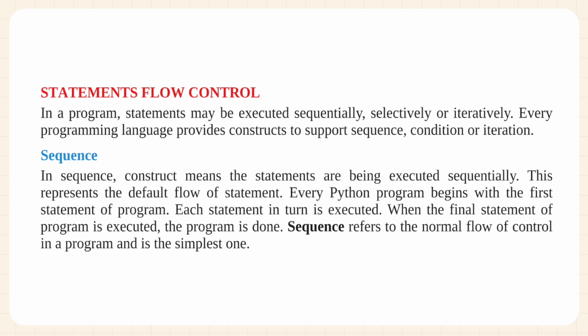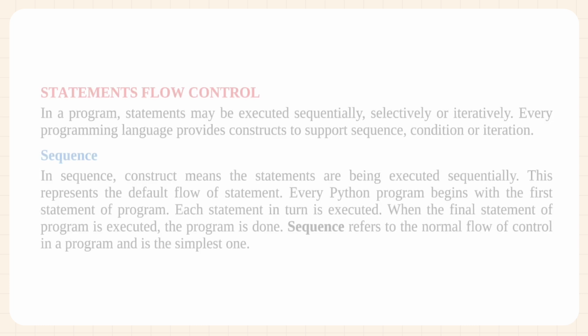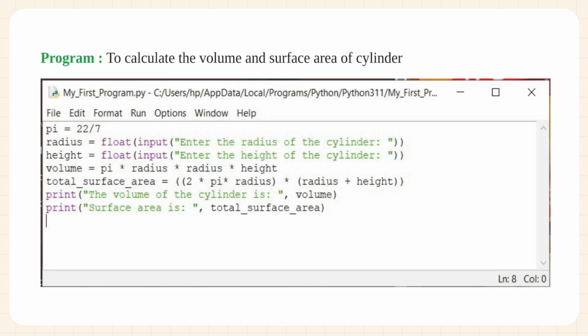Every Python program begins with the first statement of the program. Each statement in turn is executed. When the final statement of the program is executed, the program is done. Sequence refers to the normal flow of control in a program and is the simplest one. Program to calculate the volume and surface area of a cylinder.